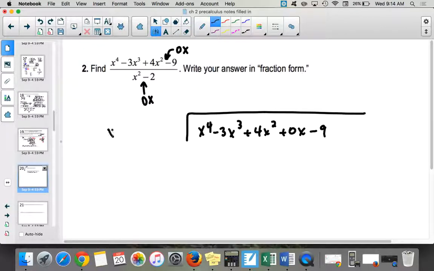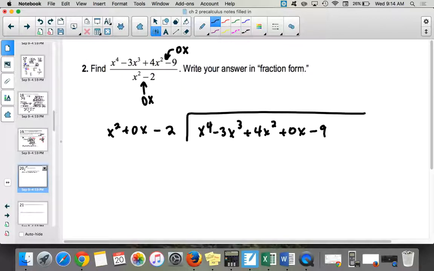Dividing by x squared plus 0x minus 2. Let's put it there. You guys are just going with it. All right, so as I do this, I want to think about what I'm going to have on the top. So you guys did this in Algebra 2. You should be able to think about these problems and be like, oh, I'm going to have something that starts out with x squared on the top.